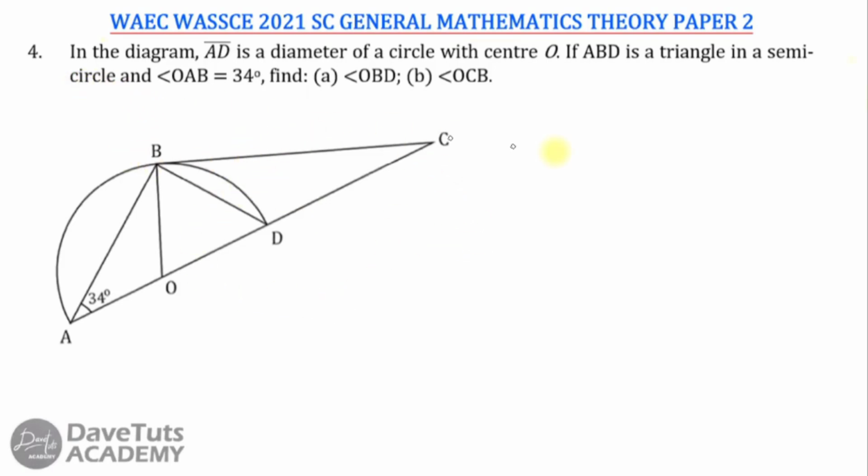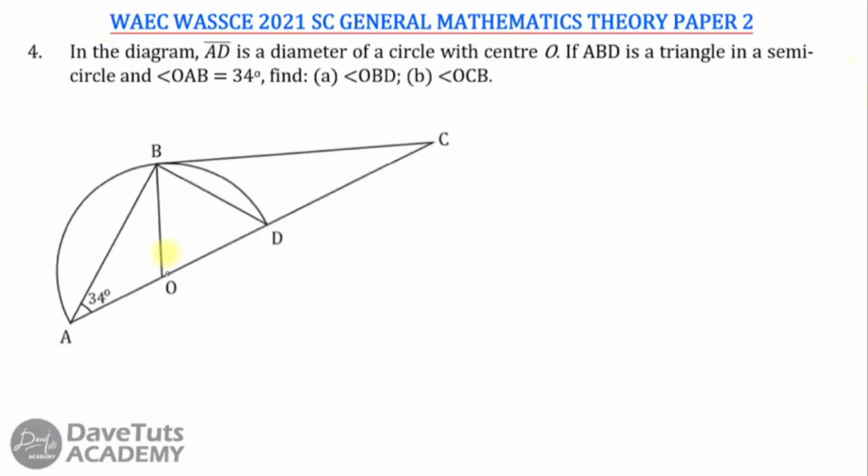In this question on circle theorems, we are going to use our understanding of the circle theorems and triangles to solve this question, and we'll be fine and do it easily without any problem. So we are told that in the diagram, the line AD is the diameter of a circle with center O. So this is the center. Then ABD is a triangle in a semicircle. Okay, that's interesting. The angle OAB as given here is 34 degrees. We have to find angle OBD.